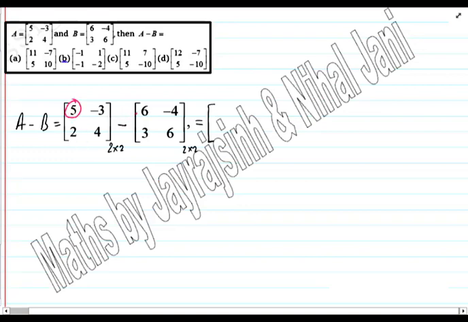First of all, 5 minus 6, so here we'll get minus 1. Then the second term, minus 3 minus 4, so it will be 1. Then the next term is 2 minus its corresponding term 3, so 2 minus 3 will be minus 1. And finally, the last term, 4 minus 6, so minus 2. Minus 1, 1, minus 1, minus 2 is your answer, which is option B.